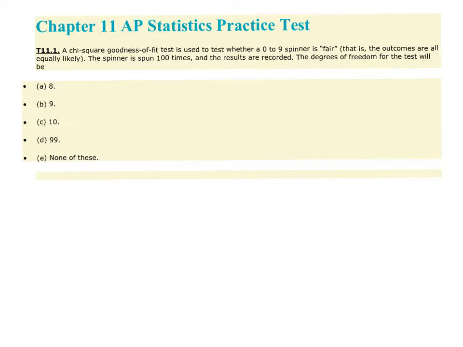Now in this case, what they are doing is the goodness of fit test. Remember, the degrees of freedom for the goodness of fit is the number of categories minus 1. So in this case, there are 10 different options, so 10 minus 1 is going to be 9 degrees of freedom.